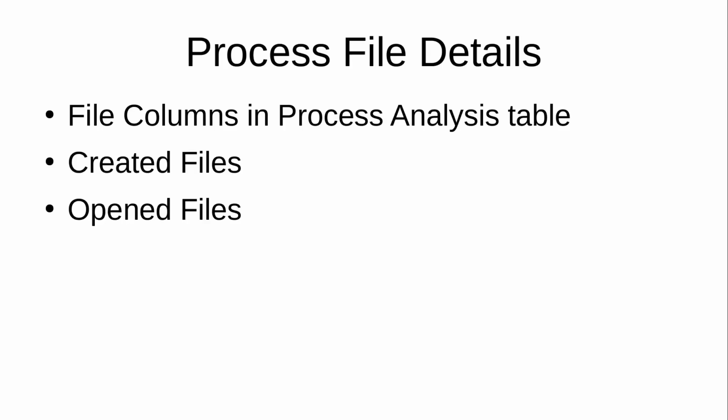Let's do a quick overview of process file details analysis in REnigma. First, we will use the file columns in the process analysis table to identify processes with file system activity. Second, we will look at the created files of the main malware executable process. And last, we will look at the opened files of the main malware executable process.